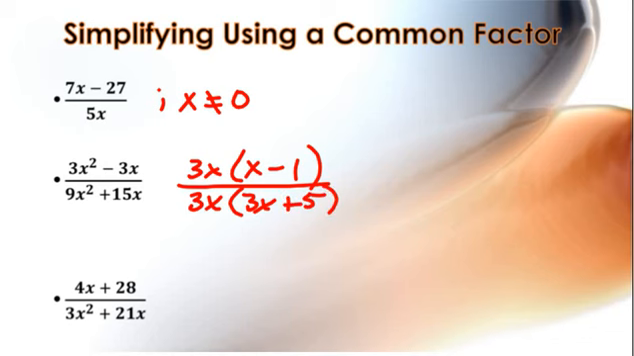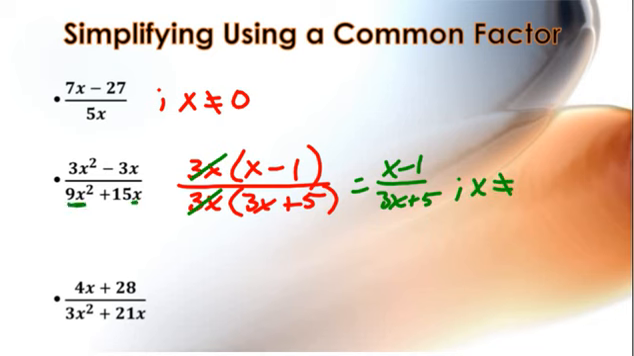The 3x's divide each other out. So I'm left with x minus 1 divided by 3x plus 5, with x cannot equal... Since I have my two variables here multiplying against our coefficients, that gives me a clue that x cannot equal 0.